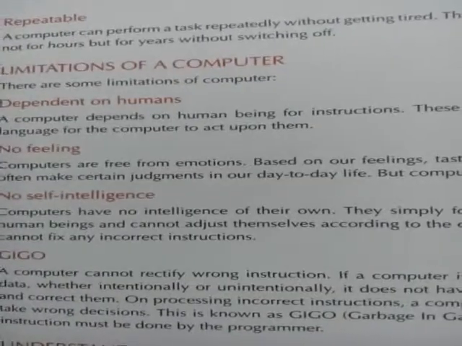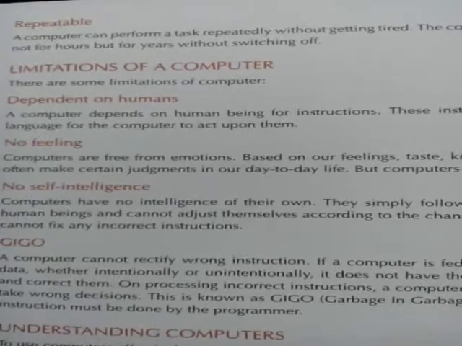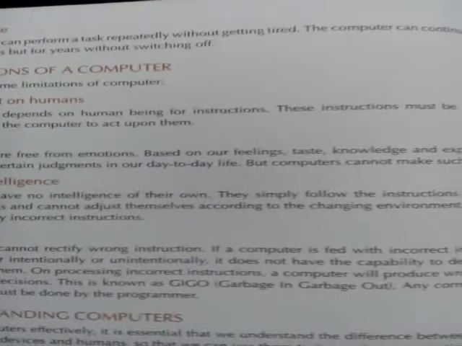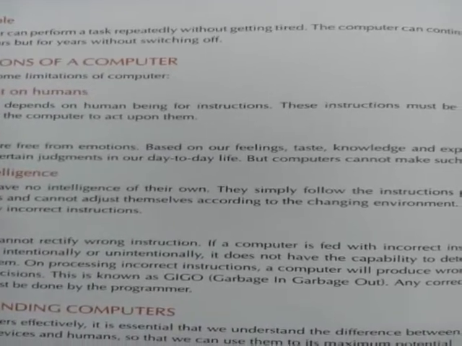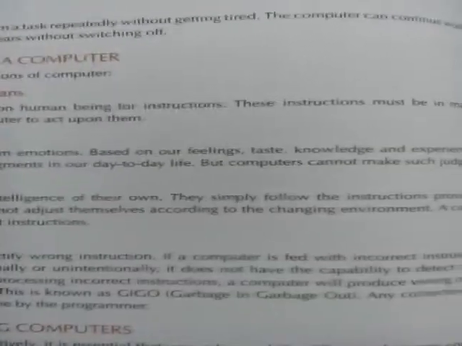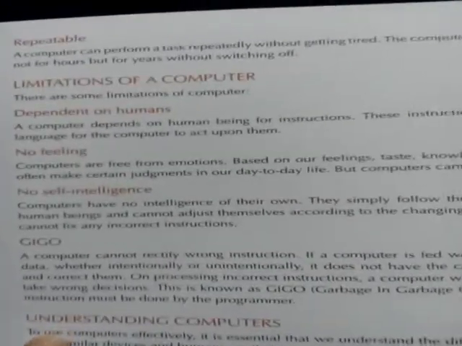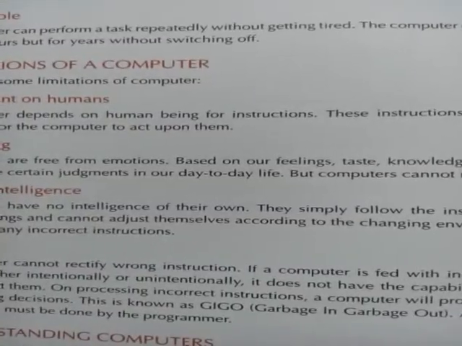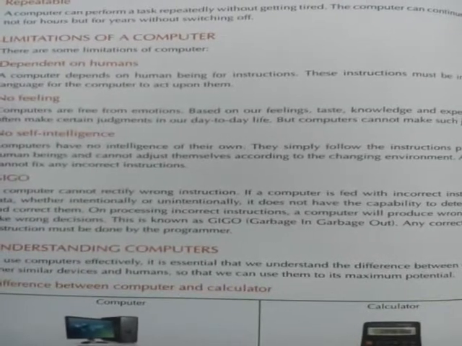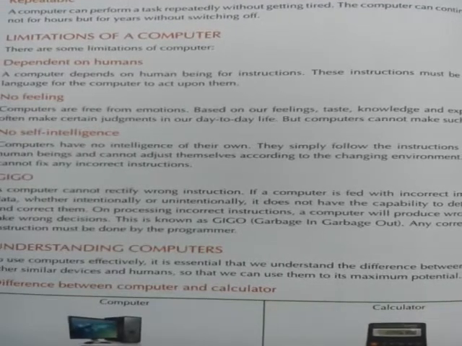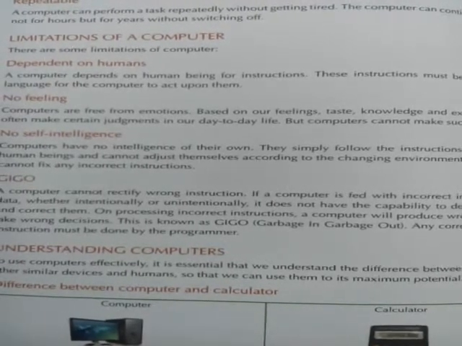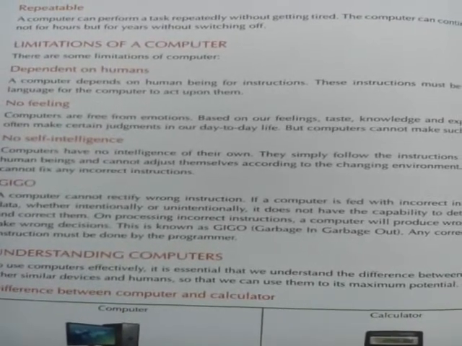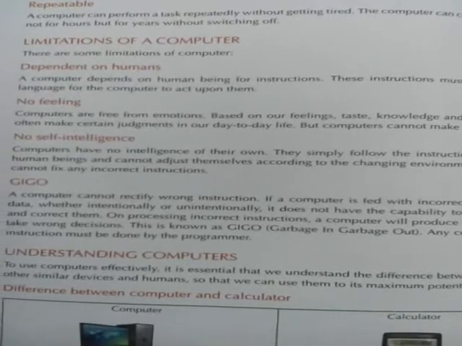Repeatability in this sense means a computer can perform a task repeatedly without getting tired. Means never gets tired, same thing as in automation. And a computer can continue working not for hours but for a year without switching off. Means if there are millions of instructions to be performed, then the computer will perform the first instruction with the same speed and accuracy as the last instruction.